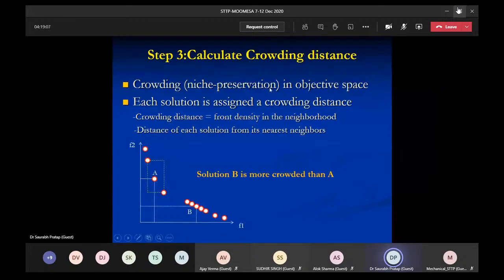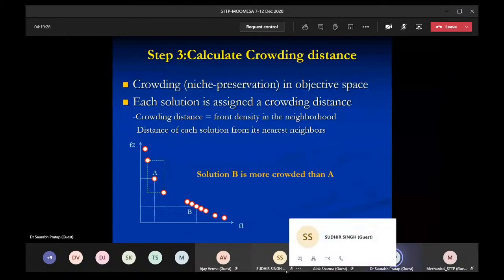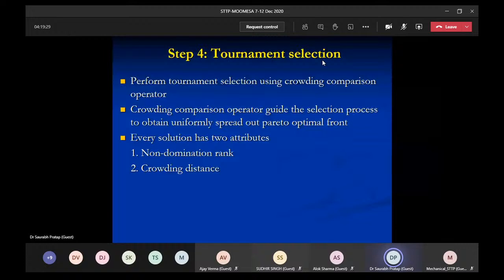Now, on the basis of the crowding distance, we have to identify the Pareto optimal front. Just like from the figure, you can identify that solution B is more crowded than A. But as per the formula, we have to see which crowding is more suitable for the solution. Then after that comes the tournament selection. Now perform the tournament selection using the crowding comparison. On the basis of the crowding comparison, we have to select and rank.